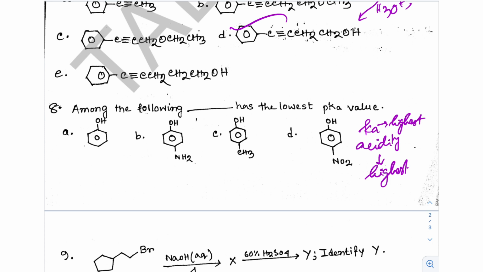We have to consider the effect of the group other than OH attached to the benzene ring. So here no group is there except OH. Here NH2 is there, so the nitrogen lone pair is donating, plus R. Here methyl will show plus I, and here NO2 will show minus I, minus R. Due to this strong minus R, this OH bond becomes very weak. H plus readily dissociates, and as a result this compound D becomes most acidic. Its Ka value becomes the highest. It's minus log Ka, that means pKa becomes the lowest. So option D is the correct answer.